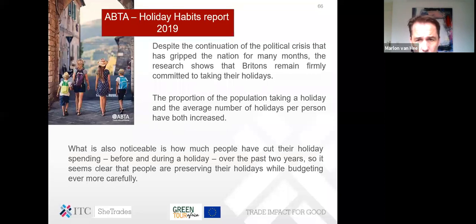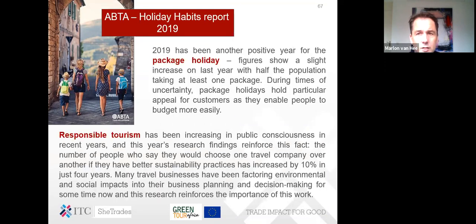What is noticeable is how much people have cut their holiday spending before and during a holiday. So, okay, there is an economic impact already there, and people from the UK are more price sensitive. They spend less before and during the holiday. So it seems clear that people are preserving their holidays while budgeting ever more carefully. All right. So what else do we see in this report? 2019 has been another positive year for the package holiday. So they still purchase a lot of package holidays, including transport, accommodation, and excursions. And another thing, and we already talked about that a little bit earlier, is responsible tourism. This has been increasing a lot due to more publications in British press and media about that.